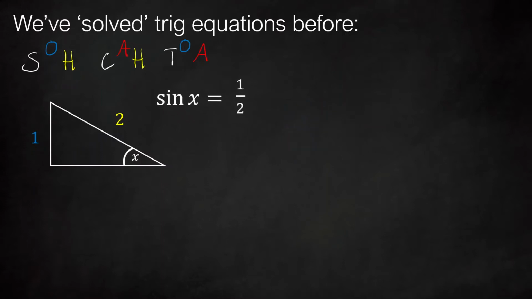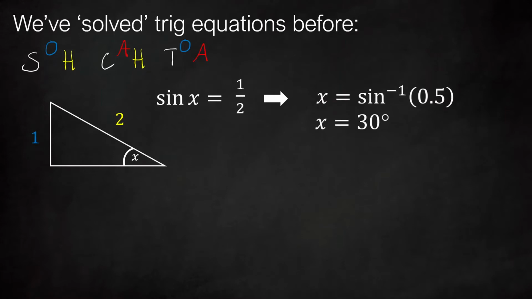And this here is a trig equation. Sine x equals half is a trig equation, and we can get the answer, and we've done this lots last year, by just taking the inverse sine of the half. And if you pop that in your calculator, you'll get that x is 30 degrees. And we can do this for cos and tan too.